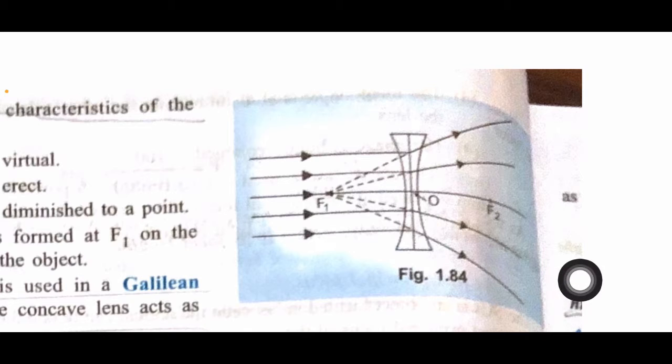So in the case of a concave lens, unlike a convex lens, the rays diverge instead of converging. So how do you find the image formation? At which point is the image formed?